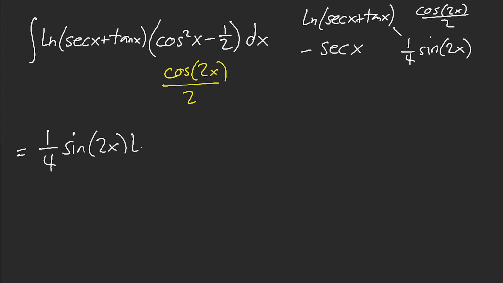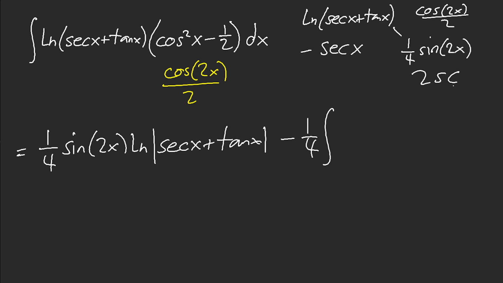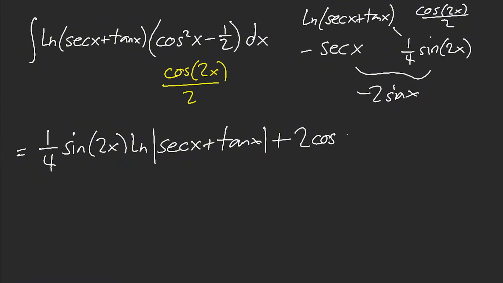Well, this is literally it. 1/4 sine 2x ln of secant of x plus tangent of x, and then minus 1/4 of, well, this is 2 sine cosine times secant x. This is going to cancel out. So we get 1/2 of sine of x. And this is going to give us, you can literally erase everything here and get something like plus, what? This ended up giving us 2 sine of x, right? Well, negative. And so integrating this would give us 2 cosine of x.